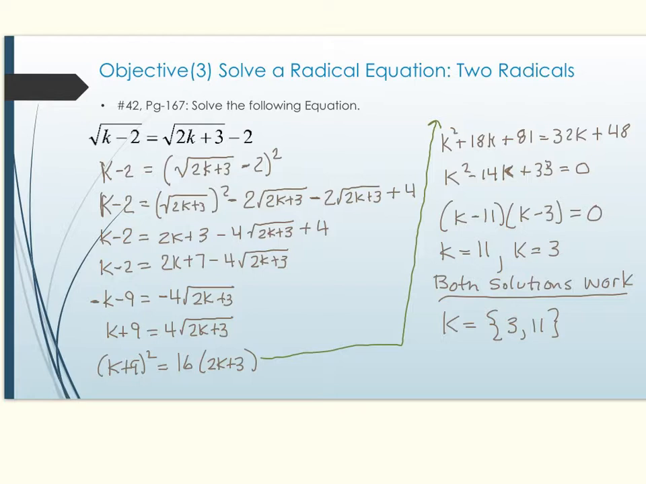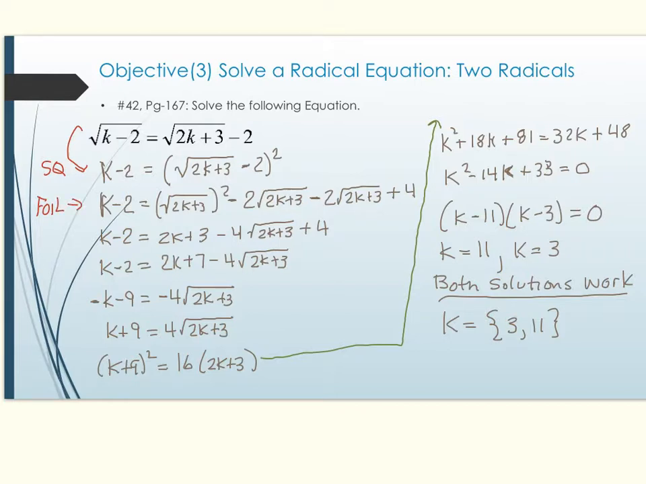Well, the next step, of course, is to square both sides. So from here to here, we're going to square. And when we do that, we get k minus 2 is equal to the square of the square root of 2k plus 3 minus 2. Well, we're going to FOIL the right side of the equation, right? We're going to expand it.